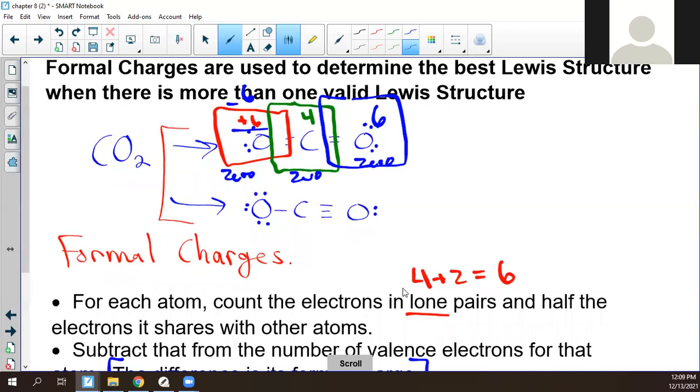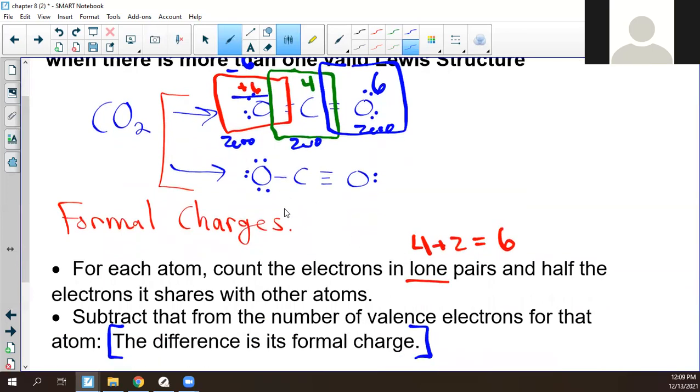In this structure, it's going to be different. This oxygen has 1, 2, 3, 4, 5, 6, and then half of 2, so it has 7. This carbon's still 4. This oxygen has the dots, 1, 2, and then half of each one of these, 3, 4, 5. You get how I got those numbers? All the dots, and then 1 for each line. So this is a 5.